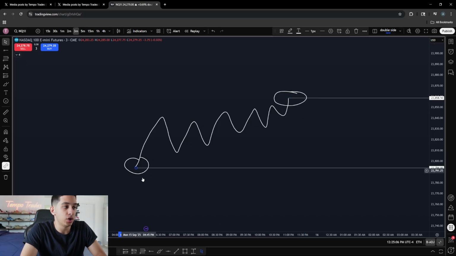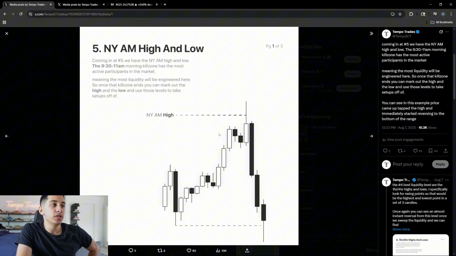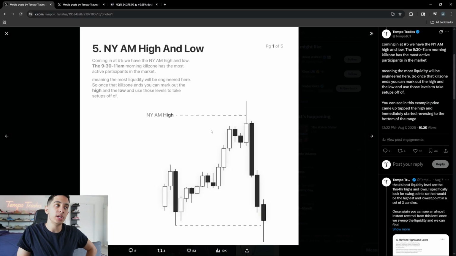And essentially all you're doing is waiting for one of these levels to sweep, and you're looking for that IFEG setup. The reason this works is just because there's a lot of liquidity engineered there. This is the most volume and the most participants you're going to see in the market. The New York Open, that New York morning window, when the New York Stock Exchange opens. So when it creates that high and when it creates that low, you can bet there's some liquidity engineered there.